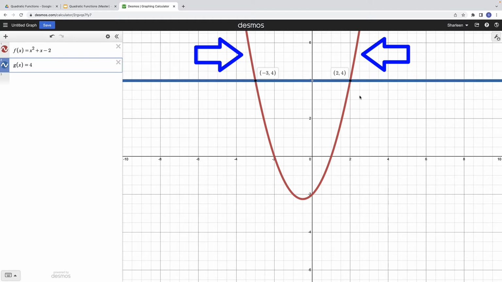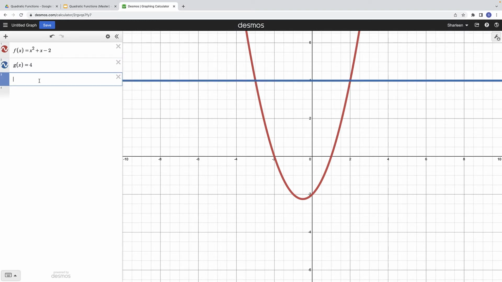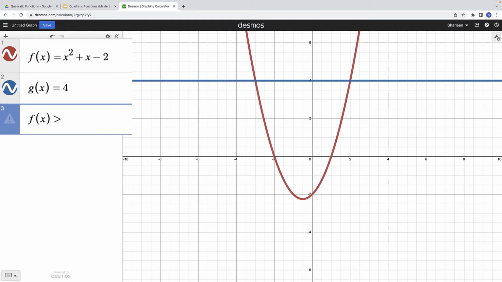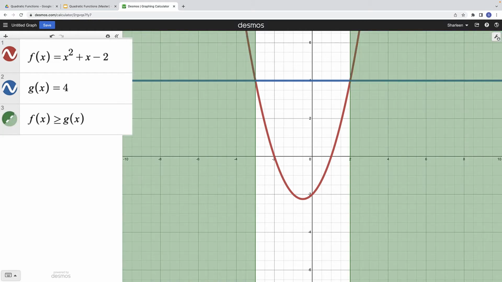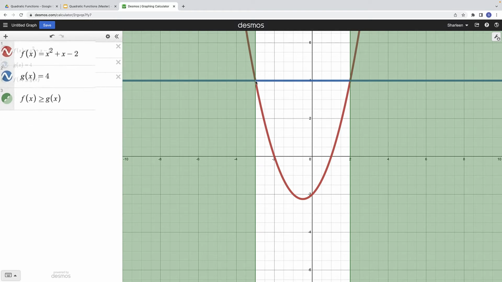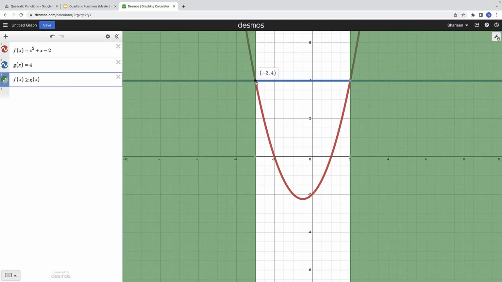So it looks like we have two regions where the parabola, or f of x, is above 4, that horizontal line. One thing that's nice about Desmos is that it will actually shade the region that you're looking for. Let's go over to the third cell and enter our inequality in terms of f of x and g of x. So we want to find where f of x is greater than or equal to g of x. If you notice, it shaded the exact two regions that we found earlier: to the left of the point -3, 4 and to the right of the point 2, 4.